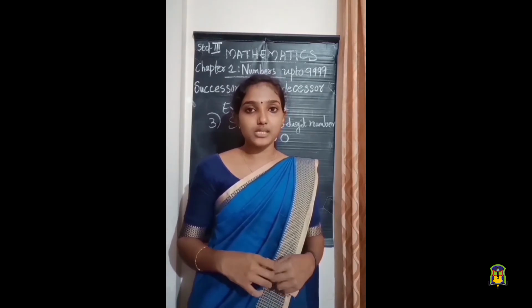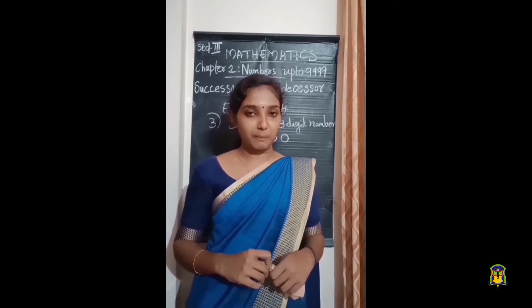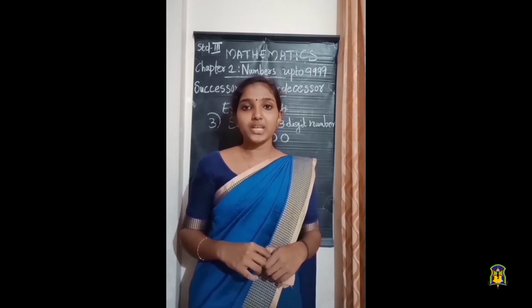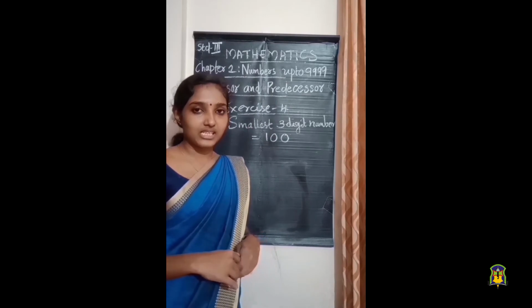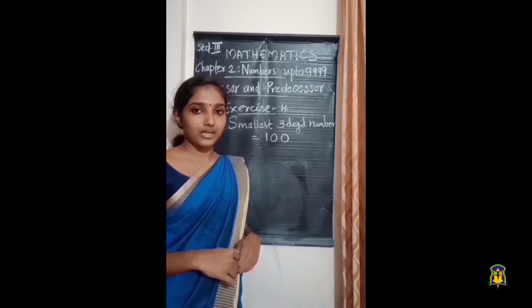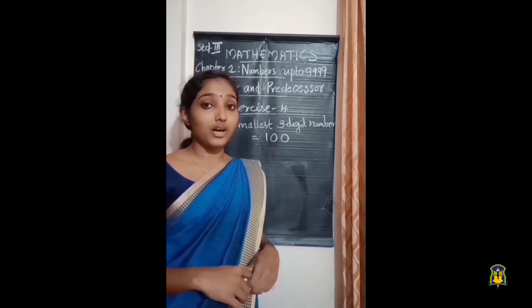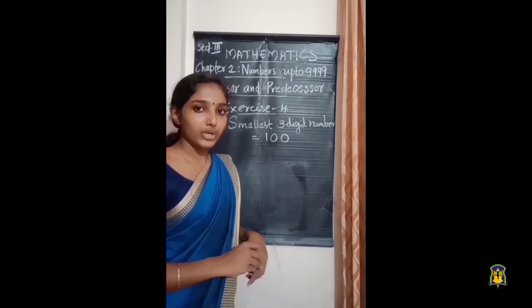Okay. So next we are moving to our third question in the exercise. The third question is to write the predecessor and successor of the smallest 3-digit number. Which is the smallest 3-digit number? The smallest 3-digit number is 100, isn't it? So here we have to find the successor and predecessor of 100. First we will find the predecessor of 100.